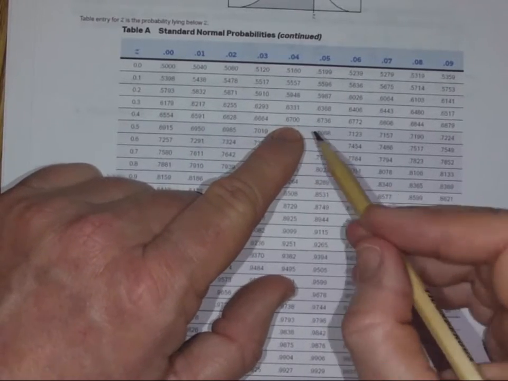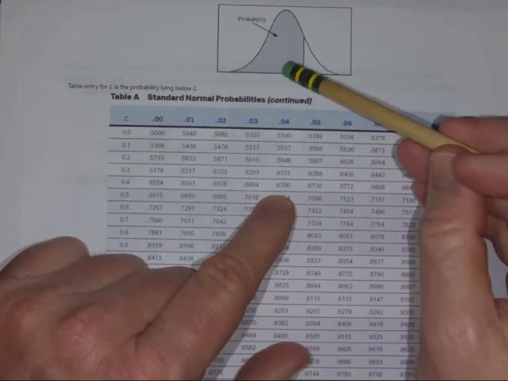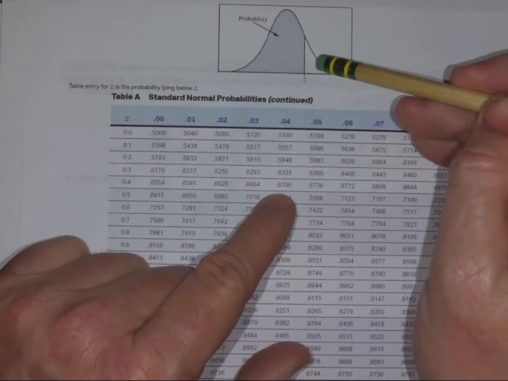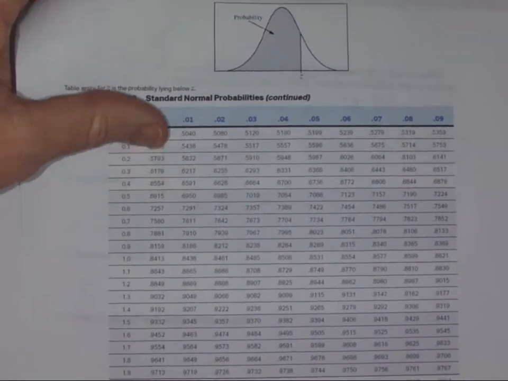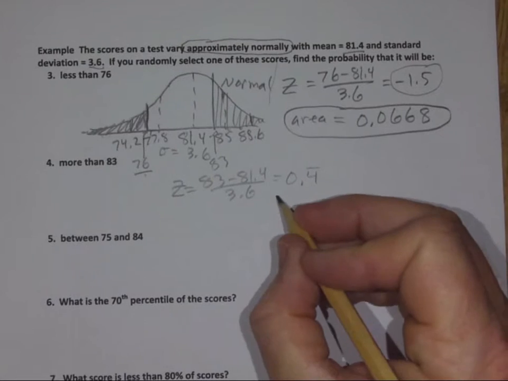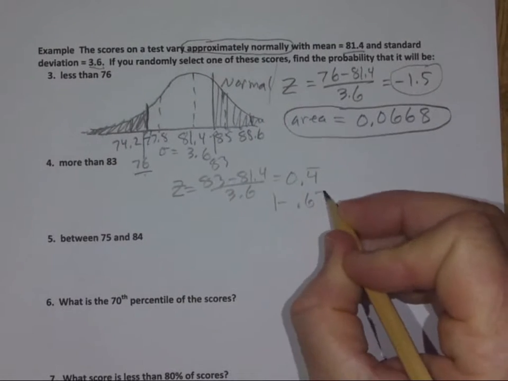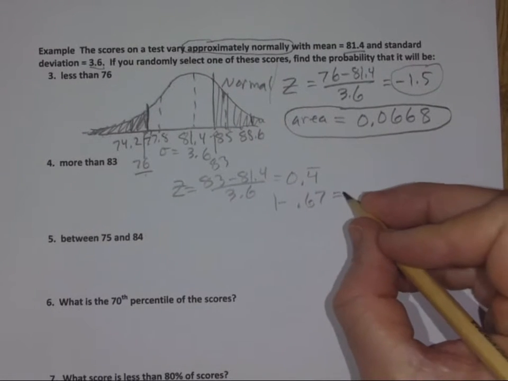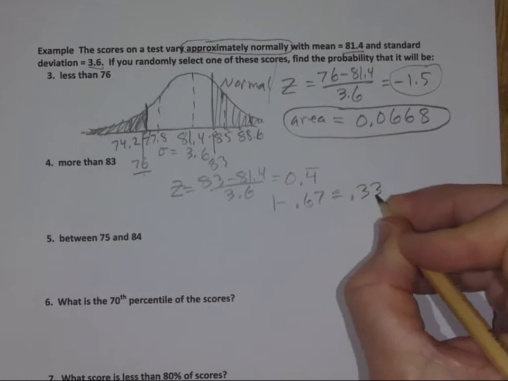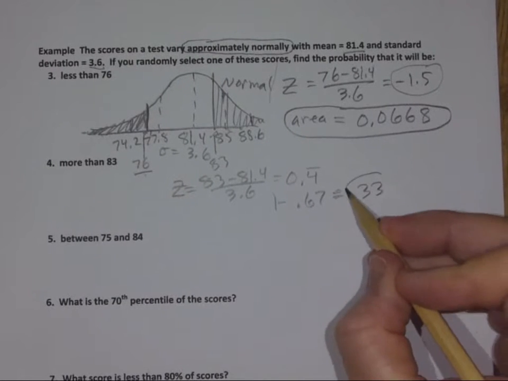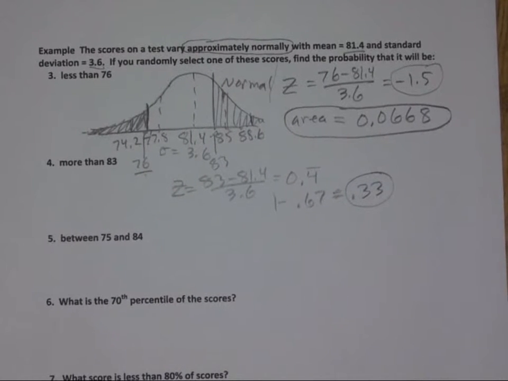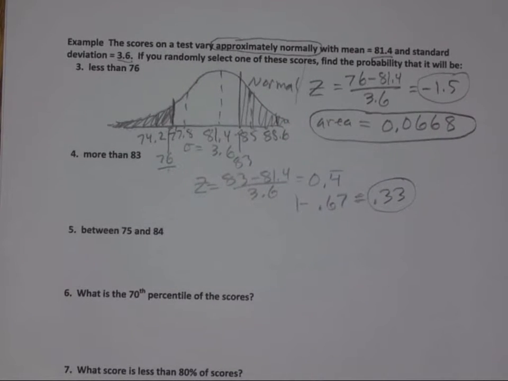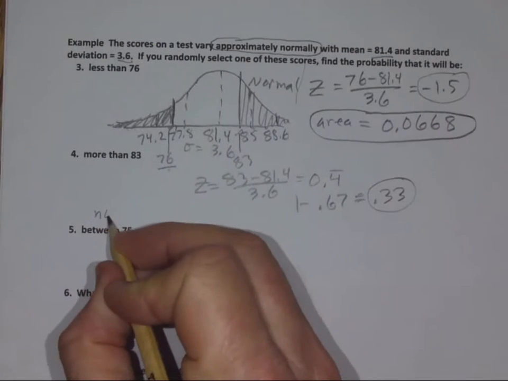It's 0.67. But you would realize that's the area that's below my value. I want the area that's greater than that. So it's 1 minus 0.67, which is approximately 0.33. So about a third of the curve is in essence above that. That's one way of doing it, and you have to understand it. The other way is normal CDF.